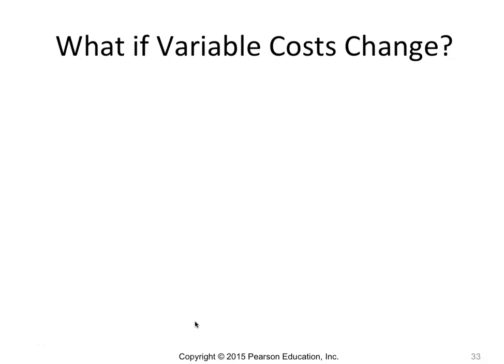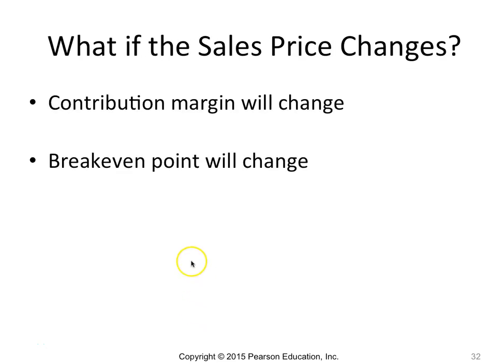If the sales price changes, contribution margin will change. Break-even point also will change, depending on which direction. It's always the same direction for the contribution margin. So the higher the price, the higher the margin, if the other things don't change.